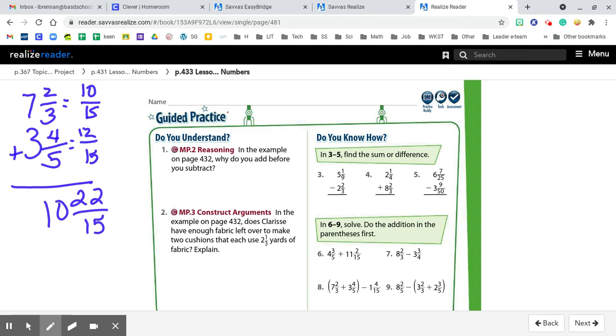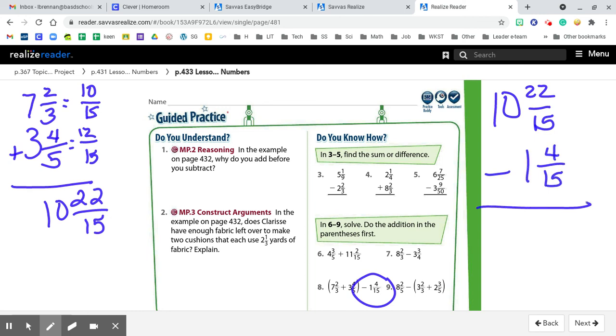I think I'm going to leave that alone right now. And I'm just going to subtract out my other value. So I have 10 and 22/15 minus 1 and 4/15. So 22 minus 4 is 18/15. 9 and 18/15. Now I'll reduce.